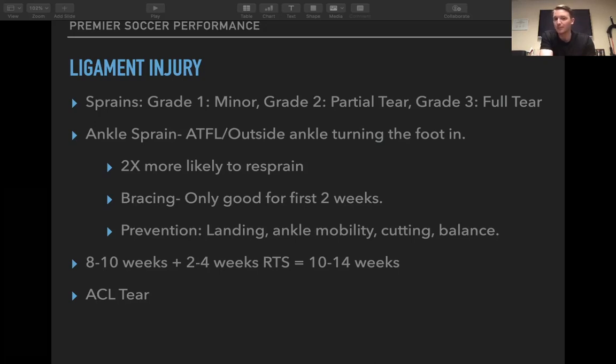How to prevent ankle sprains from happening? Landing mechanics, improving ankle mobility, and working on things like balance and cutting. If we work on those things, we significantly decrease the risk of ankle sprains.